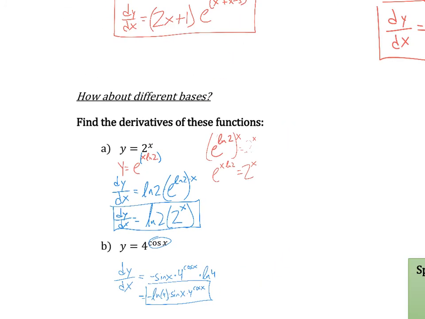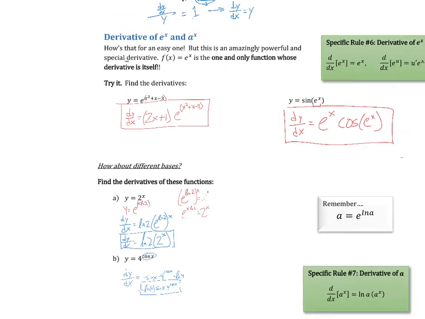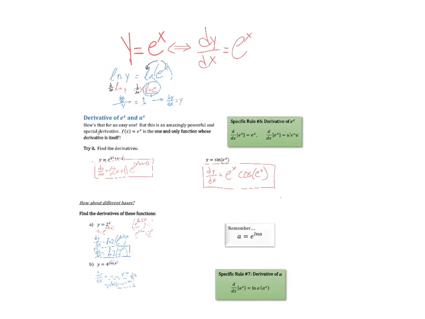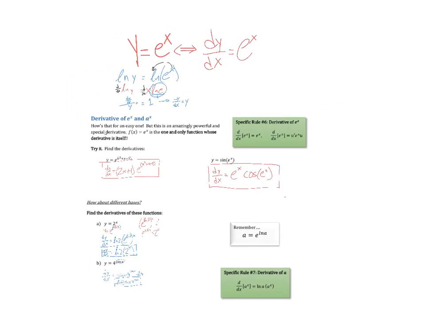All right, so that's how we take the derivative of e to the x and a constant or another number to the x power.